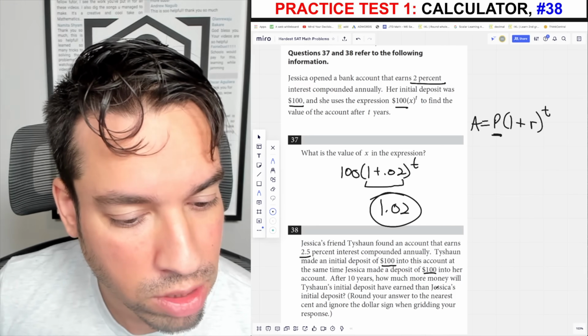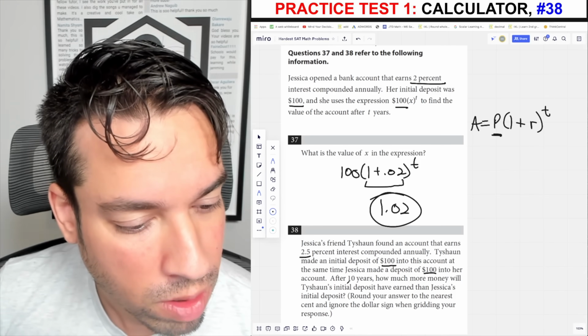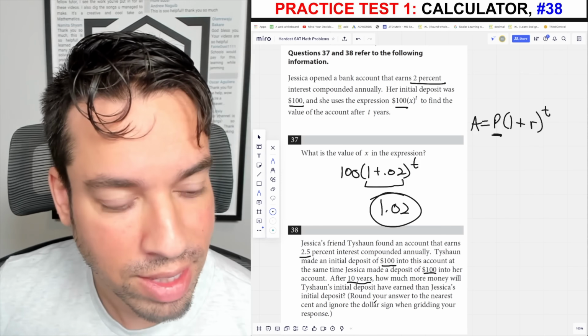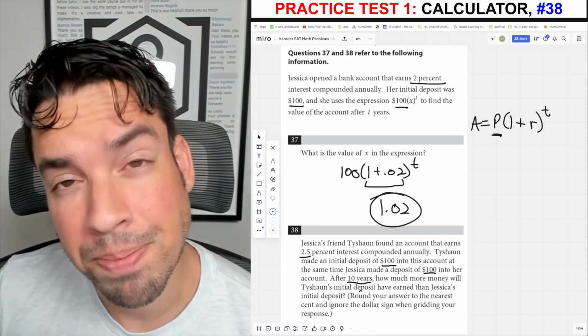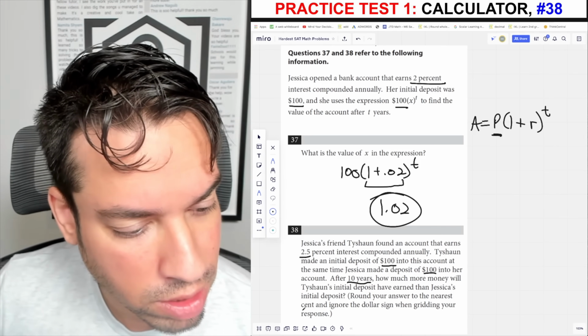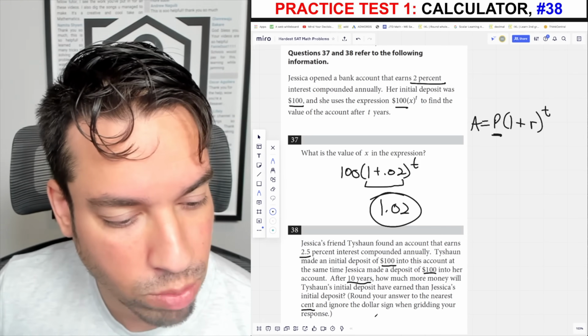After 10 years, how much more money will Tayshawn's initial deposit have earned than Jessica's initial deposit? Okay, so the way we do this is, oh, by the way, let's read these other details. Round your answer to the nearest cent and ignore the $ sign when grading your response.